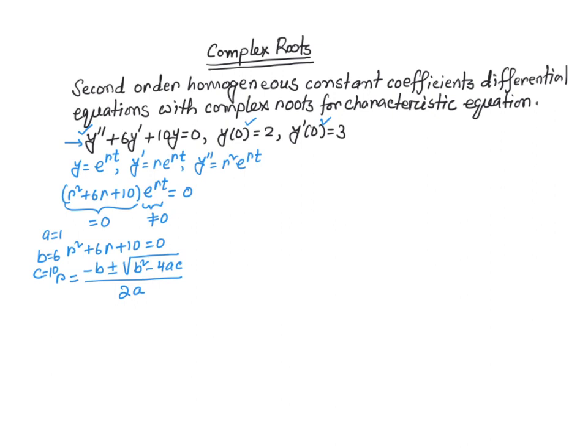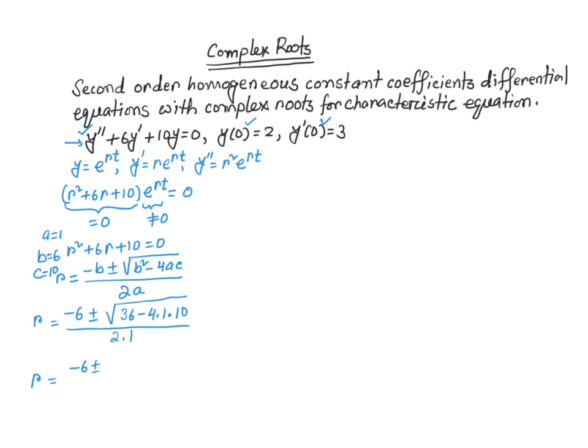So if we plug in these values, what do we get for r? So negative b means negative 6, right? Plus or minus square root of b squared. b is 6, so 6 squared is going to be 36. Minus 4 times a is 1, so 4 times 1 times c is 10. All of it divided by 2 times a, or 2 times 1. So it's going to give me r is equal to negative 6 plus or minus square root of 36 minus 40, because 4 times 1 times 10 is 40.